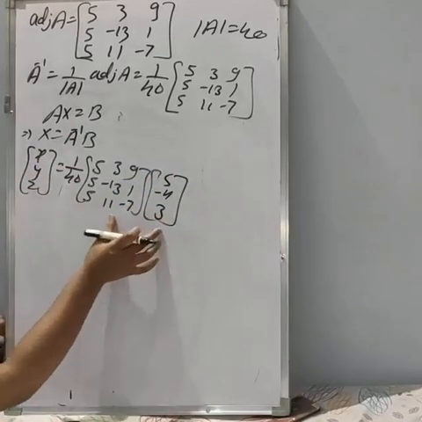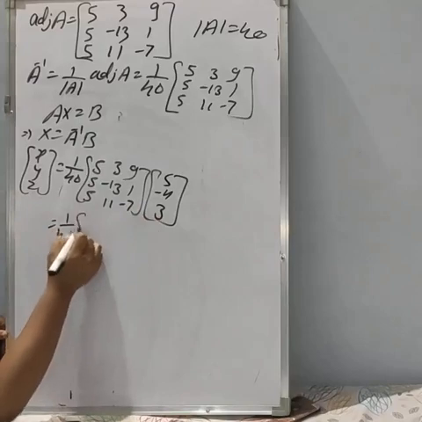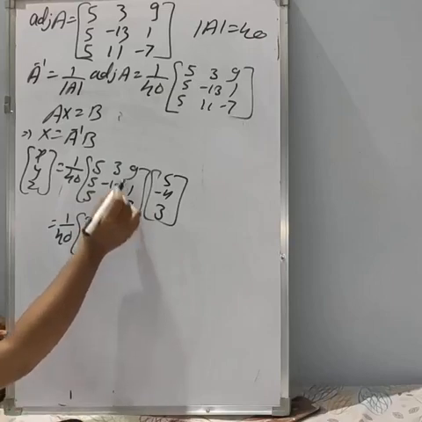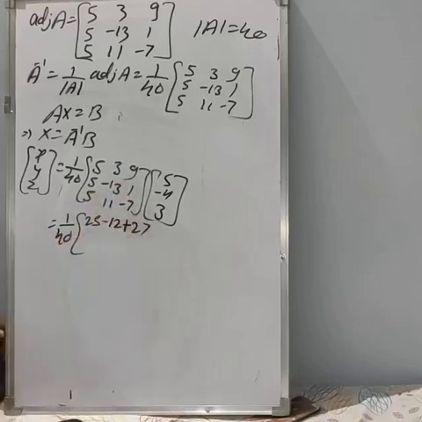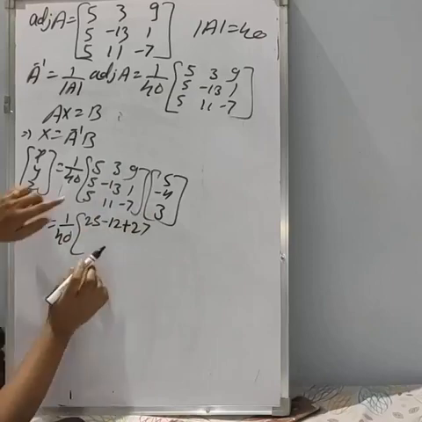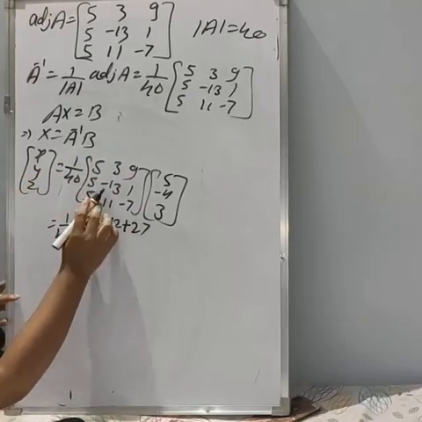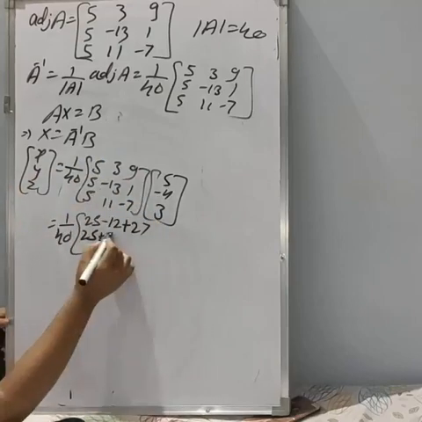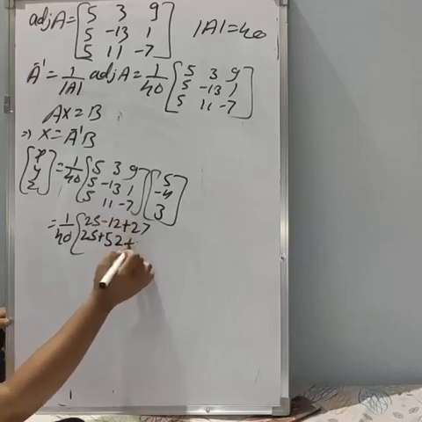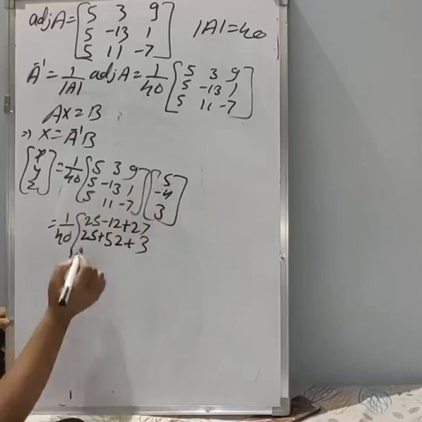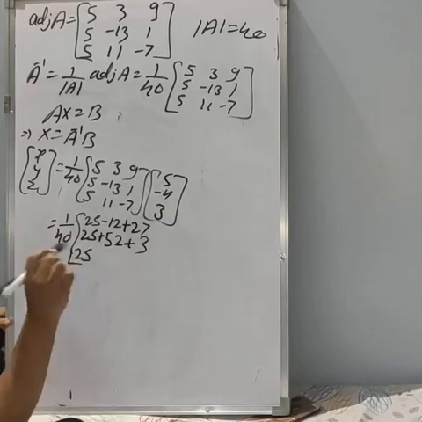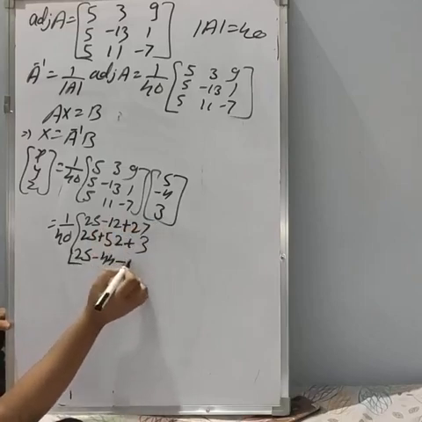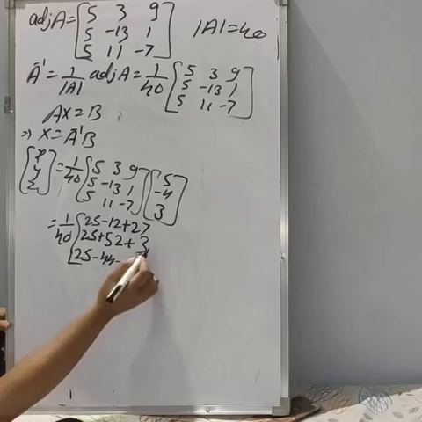Now multiply these two matrices. So this is nothing but 1 upon 40. 5 into 5, that is 25. 3 into minus 4, minus 12. 9 into 3, 27. So plus 27. Next. 5 into 5, 25. Here we have minus, here we have minus, it becomes plus. 13 into 4, you will get 52. Next, 1 into 3, 3. Write down third column. Again 5 into 5, 25. Next 11 into minus 4, minus 44. Here we have minus, here plus. So again minus 7 into 3, that is 21.